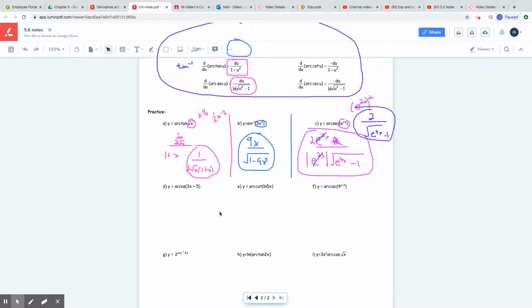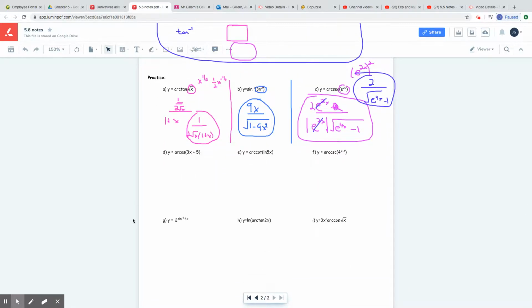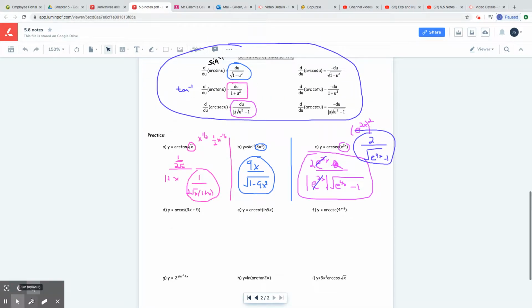All right, this one here. Arc cosine of 3x plus 5. So 3x plus 5 is going to be u. We're going to use this formula here. Notice the cosine, the cotangent, cosecant, what do they have? They're all negative, just like we did with other derivatives. Just because the inverse doesn't change any of that. So negative du.